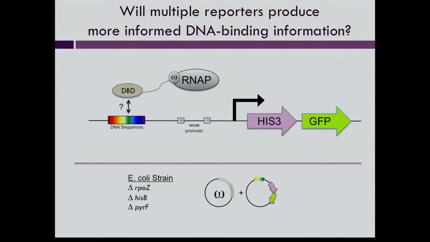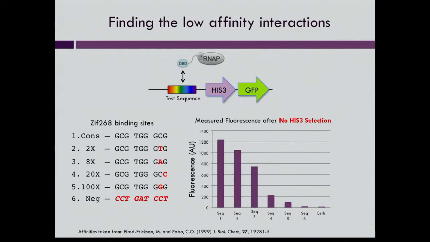So just giving you an example with protein DNA interactions, what we've done is we just did a mock experiment where we tried ZIF268, a very commonly used zinc finger protein, with a set of binding sites that have known affinities relative to the consensus target. And without any selection, we just grew these cells and measured the GFP output.